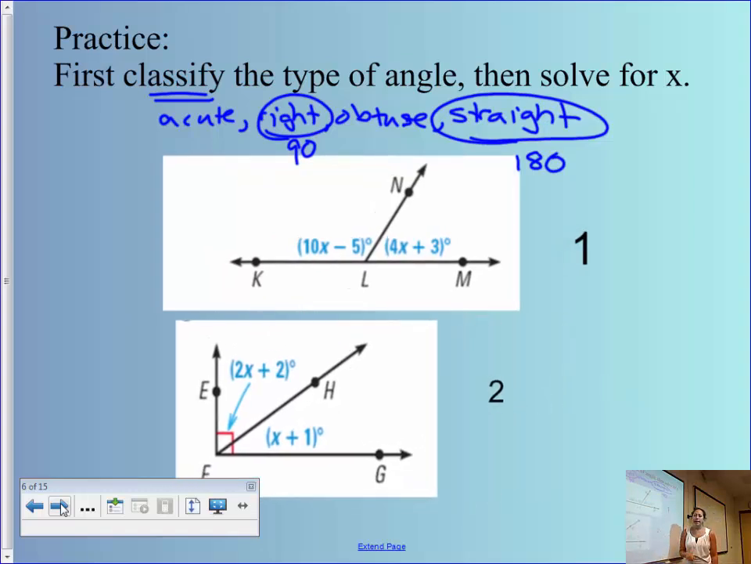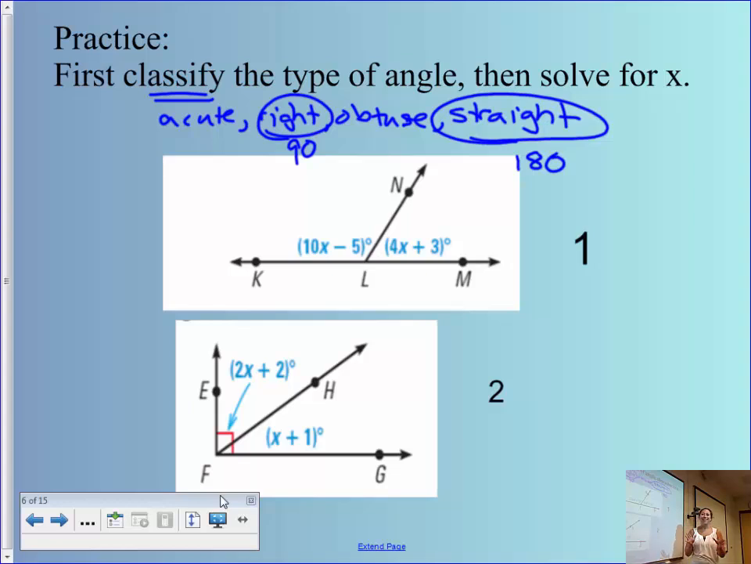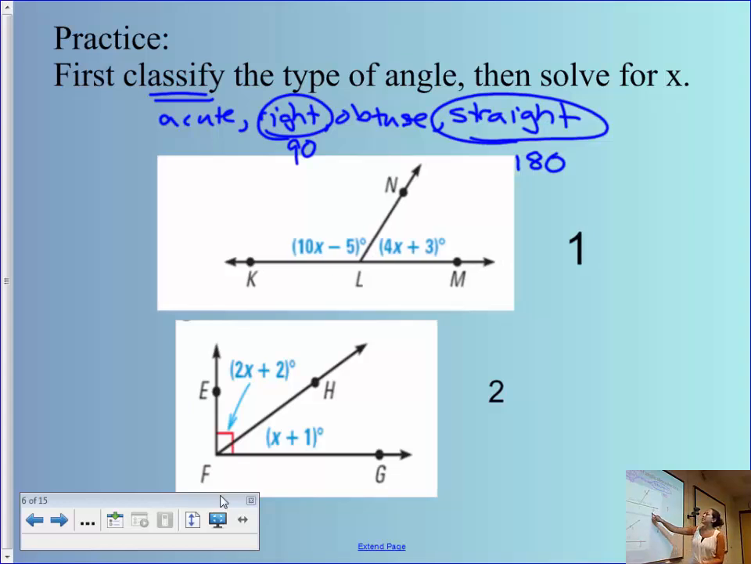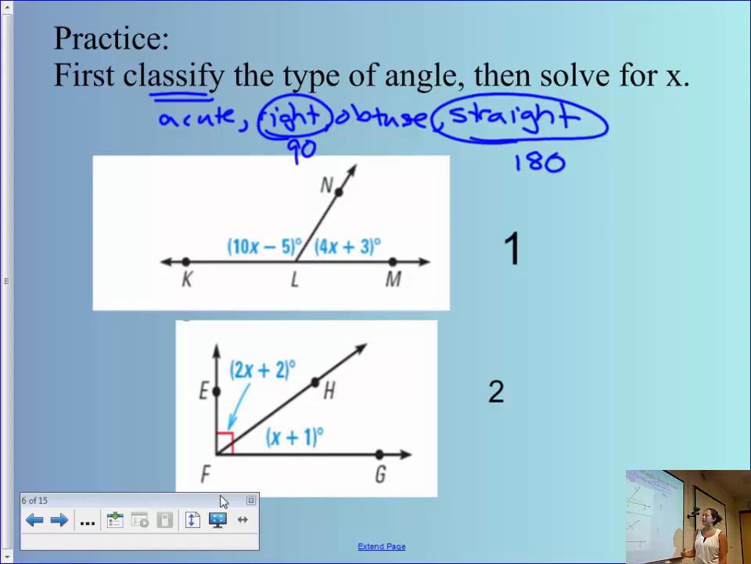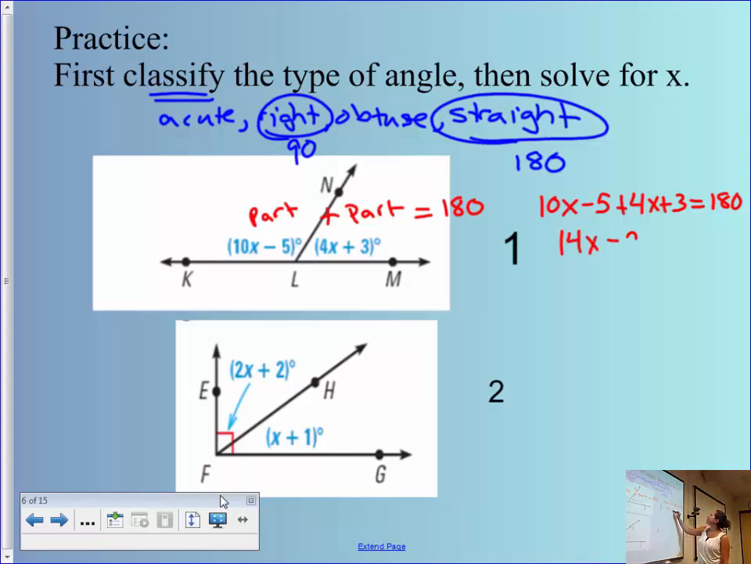All right, so hopefully you've had a good chance to solve those. You're feeling confident. Number 1, this is a straight angle, so that means its measure is 180. So I know that part plus part is equal to 180 in this picture. So 10x minus 5 plus 4x plus 3 is 180. I'm going to combine my like terms: 14x, negative 5 and 3 gives me negative 2, is 180. 14x equals 182, and x equals 13.